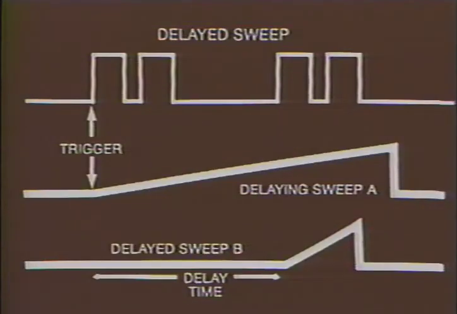In delaying time-based instruments, one sweep is triggered in the normal fashion, and the start of a second sweep is delayed by a measured portion of the first. To keep these two sweeps distinct when describing them, the delaying sweep is called the A sweep. The delayed sweep is called the B sweep. The length of time between the start of the A sweep and the start of the B sweep is called the delay time.